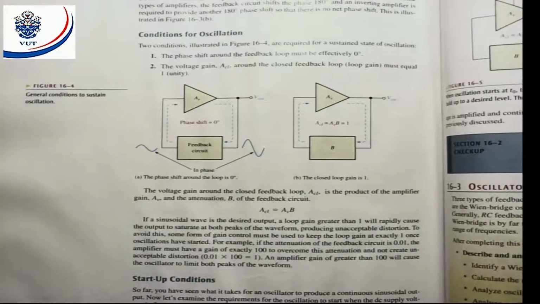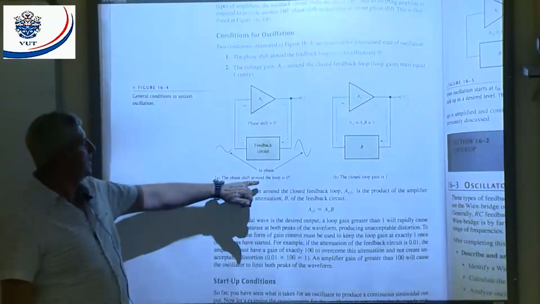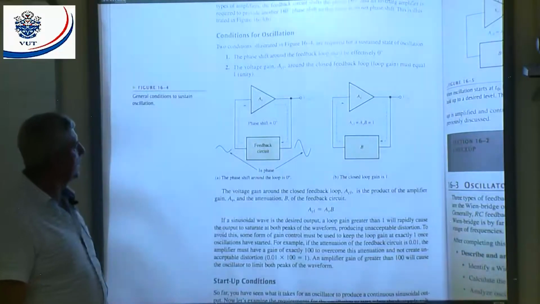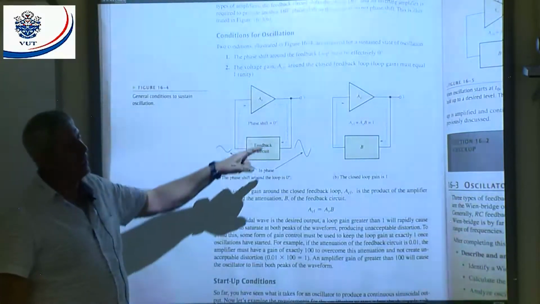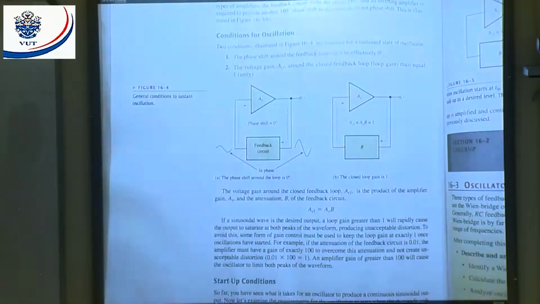The next part is the conditions for oscillation. What must the conditions be? First of all, the phase shift around the loop should be equal to 0 degrees. The phase shift around the loop should be equal to 0 degrees. That will give me positive feedback.